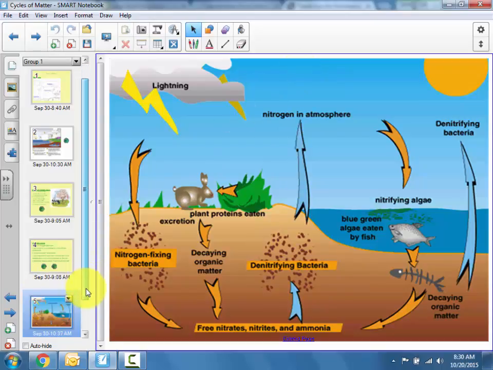All right, so those are the three main cycles that you need to know for this chapter. So make sure you know the water cycle, the carbon and oxygen cycle, and the nitrogen cycle.